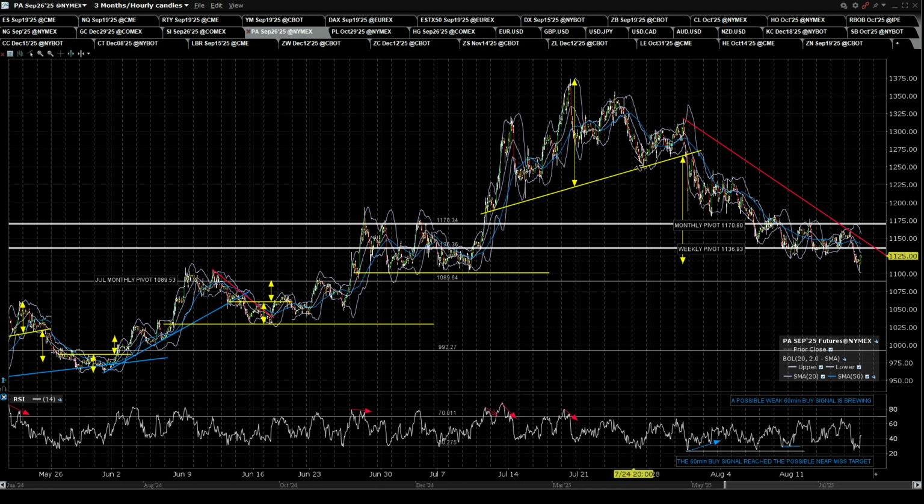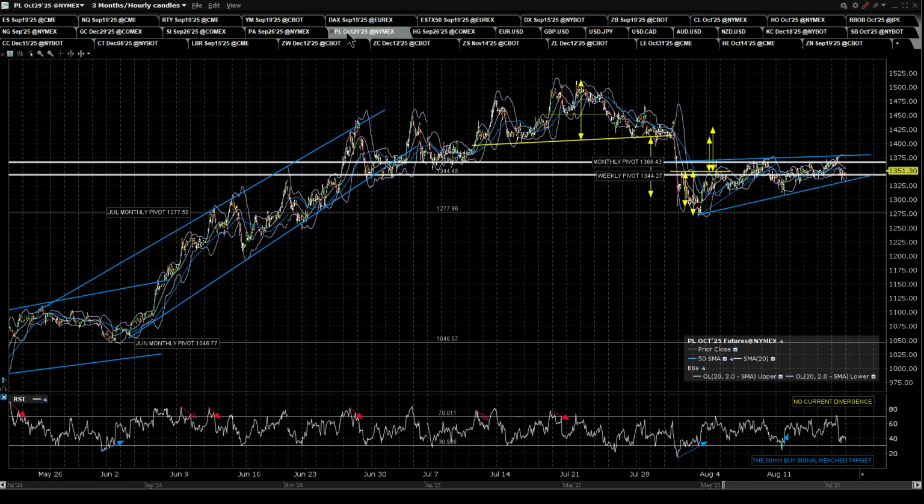Palladium, I'm wondering about a break up from here. We had at the weekend a possible weak 60-minute buy signal brewing, and you can see that is fixed on the move up. I'm wondering whether we might see a move up here, and of course on the palladium head and shoulders, we've now made the full target. So looking for a reversal pattern here, wondering about a bounce.